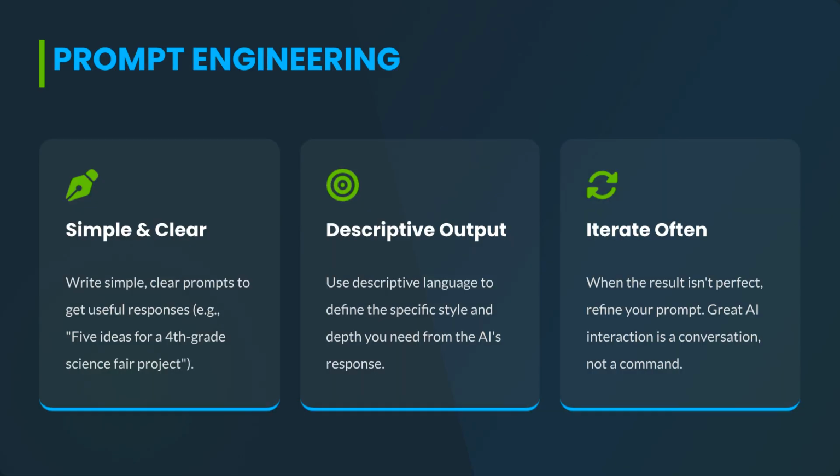To get the best results, we have to focus on the quality of our input. A key skill is writing simple, clear prompts that provide the AI with enough context to be useful. Instead of asking for science ideas, try asking for 5 ideas for a 4th grade science fair project on plant growth. By being specific about the grade level, the topic, and the quantity of ideas, you ensure that the AI's response is relevant and ready to be used in your classroom.